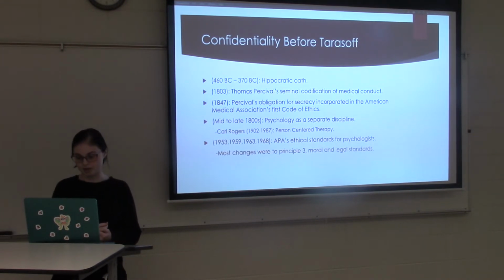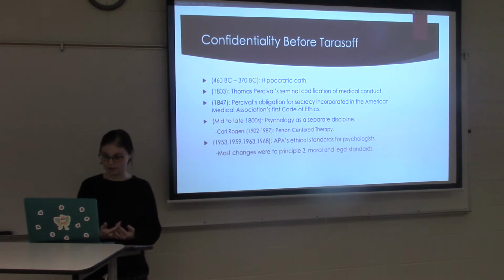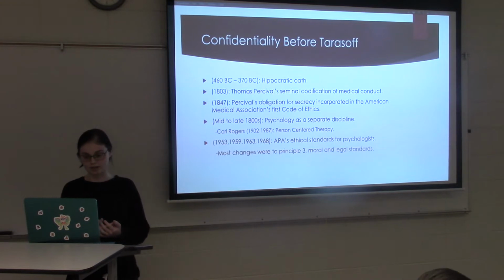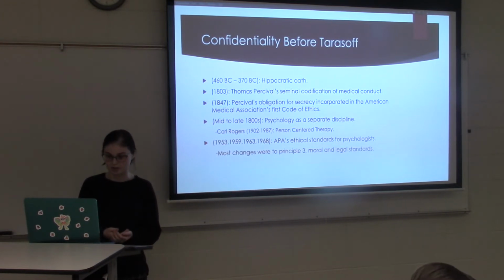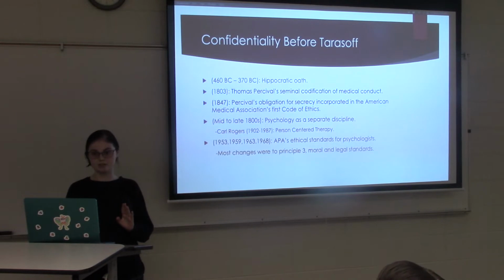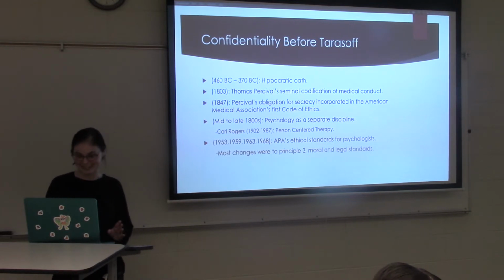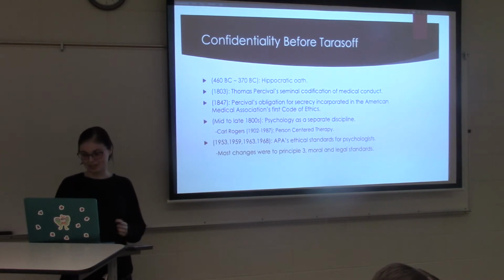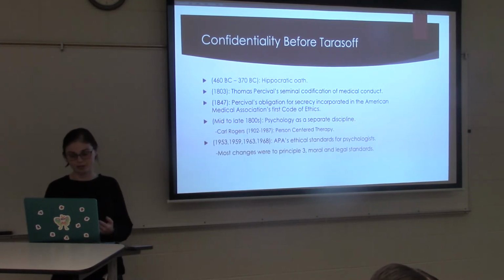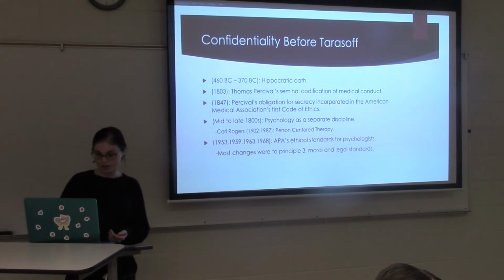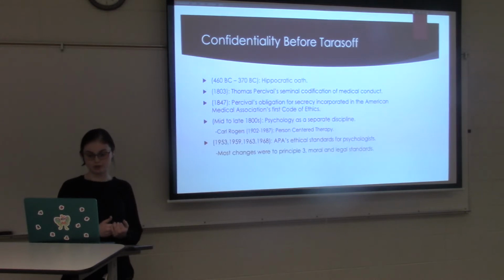Now, confidentiality made its way into America under official writing in 1847, when Percival's obligation for secrecy was incorporated in the American Medical Association's first code of ethics, time-wise overlapping with psychology being seen as its own separate discipline. But unfortunately, a big contender at the time, Sigmund Freud, ignored confidentiality pretty much completely. But thankfully, over time, confidentiality became more and more popular profession-wise, especially in the States with big advocates like Carl Rogers.